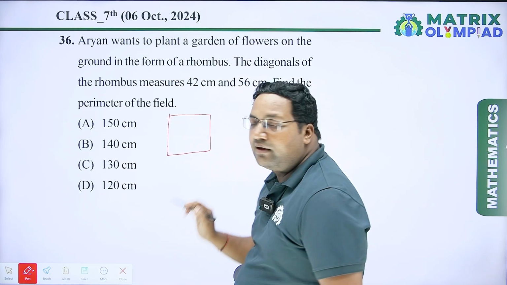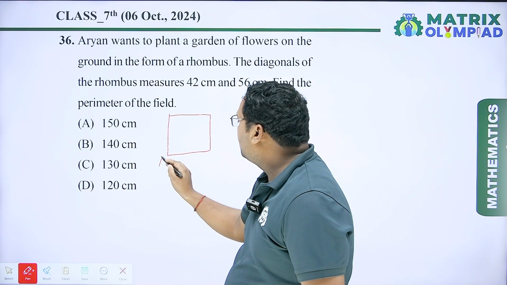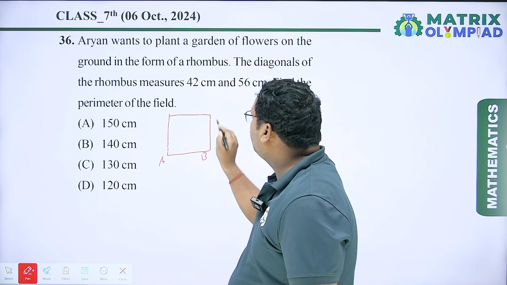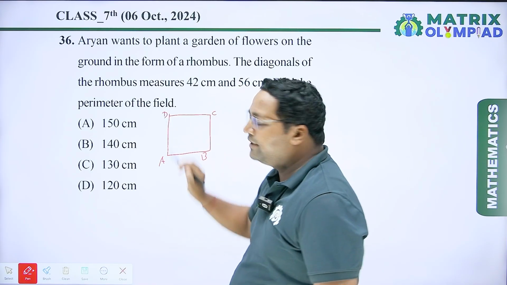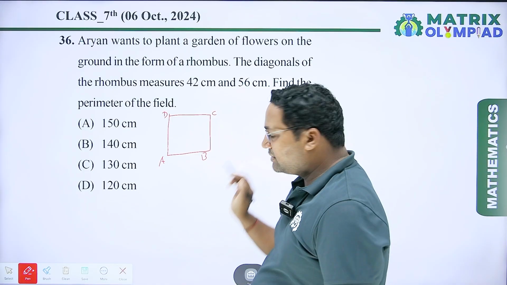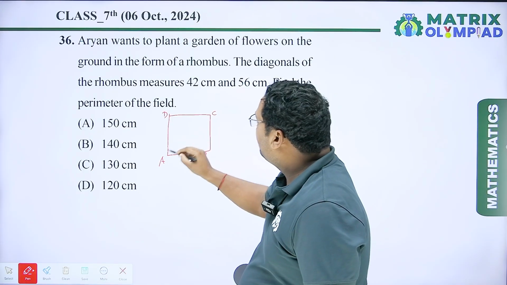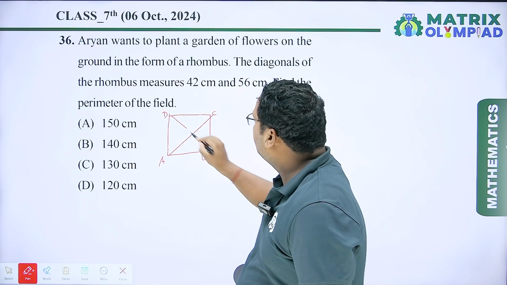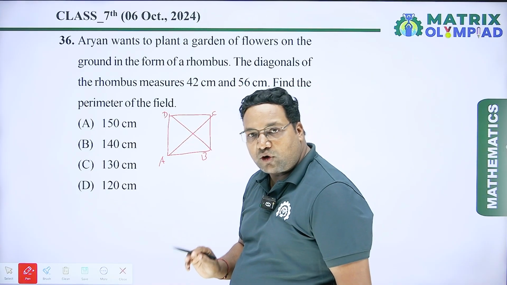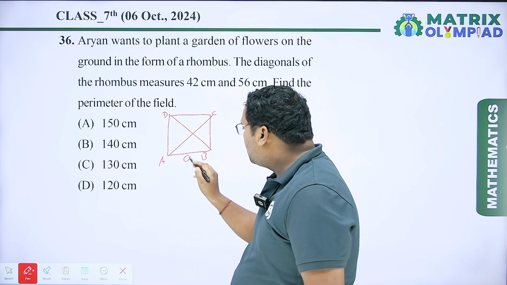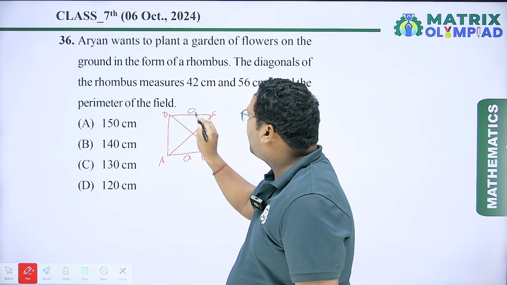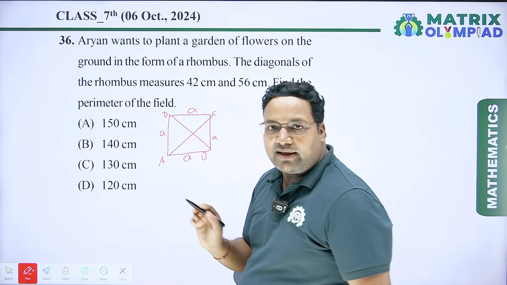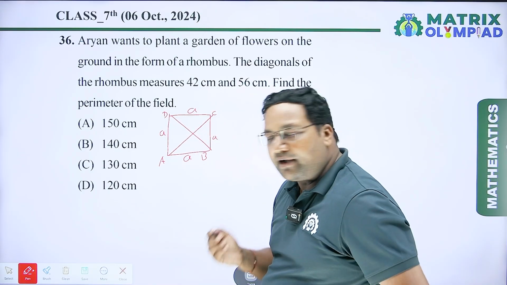So let's make a rhombus. So first we have to name this rhombus. So A, B, C, D. Let's assume this rhombus is ABCD. Now we have to make the diagonals, and we know the property of a rhombus. Rhombus property is all the sides are equal and diagonals bisect at 90 degree, bisect at right angle.